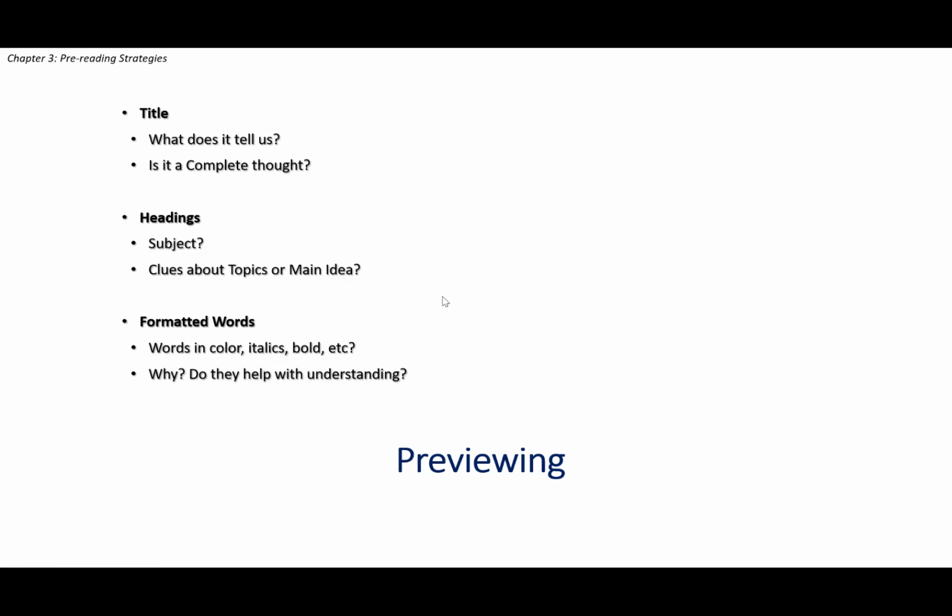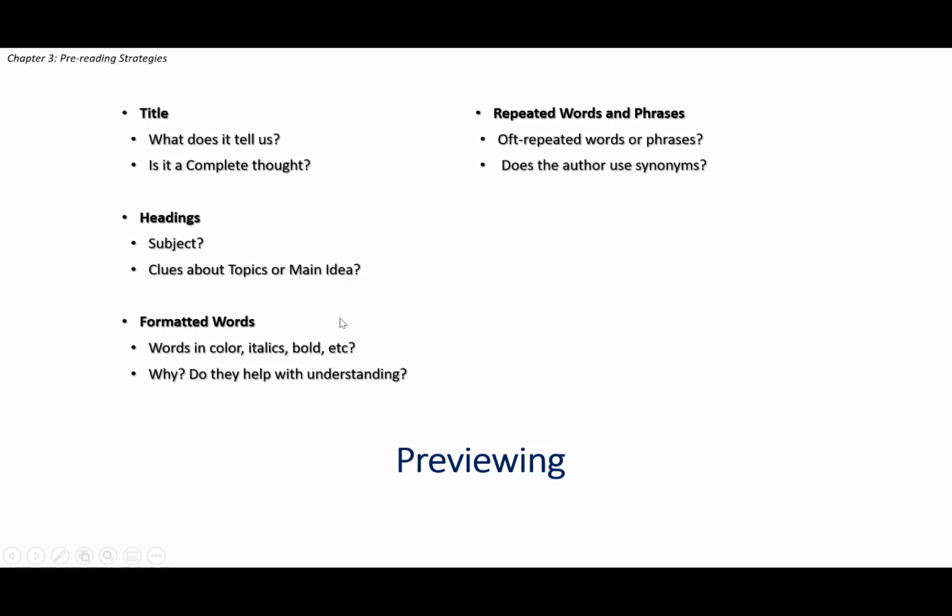Next, you can look for any formatted words. So if you skim the article, do you see words that are highlighted or put in italics or in a bold format, such as this? This may mean that they're really important topics. They're places that the author's trying to draw your attention.